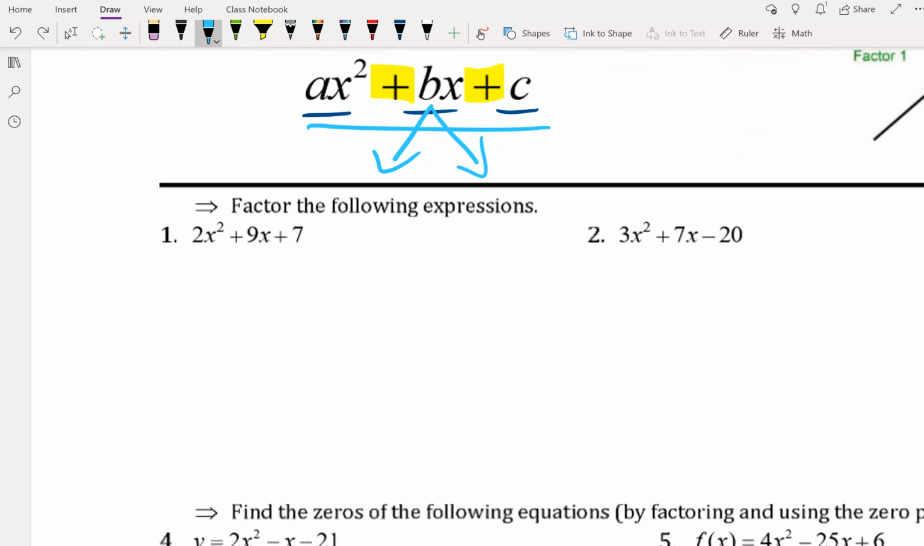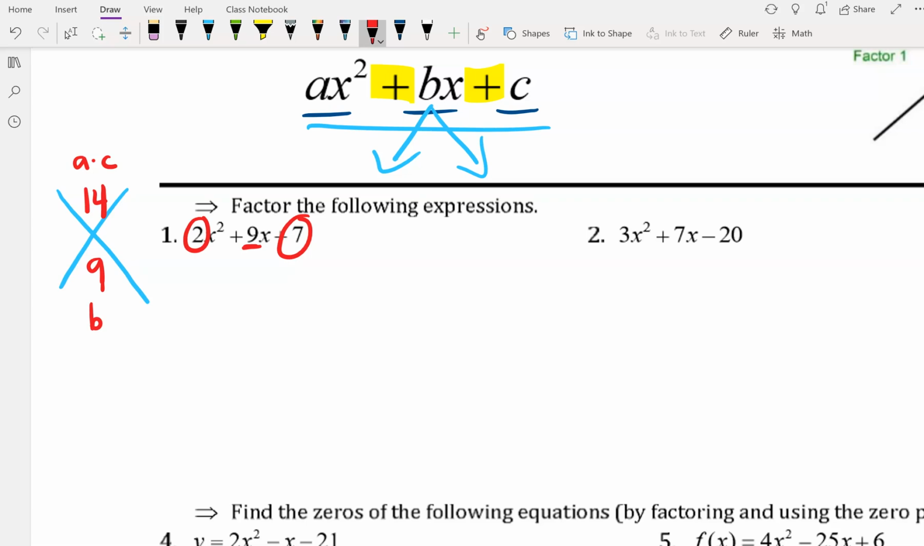So the first thing I want you to do is draw a big X. To find the number that goes at the top of the big X, you are always going to multiply the leading coefficient, so that means the first number, by the last number. That's the constant. So first times last gives you the top number. That's our A times C gives us the top number. 2 times 7 is 14. Then to find the bottom number, you just put the middle term, which is your B value. So 9 goes at the bottom.